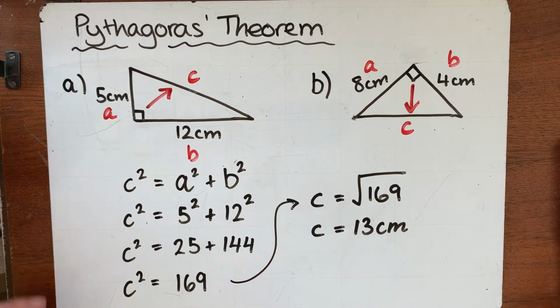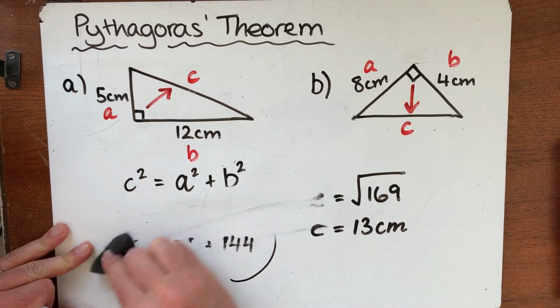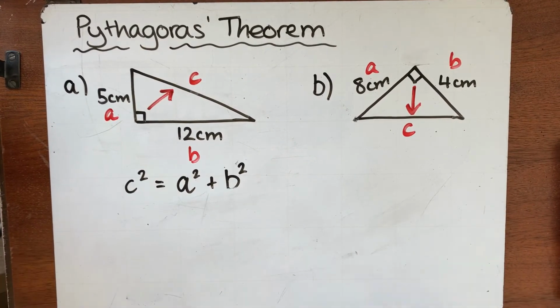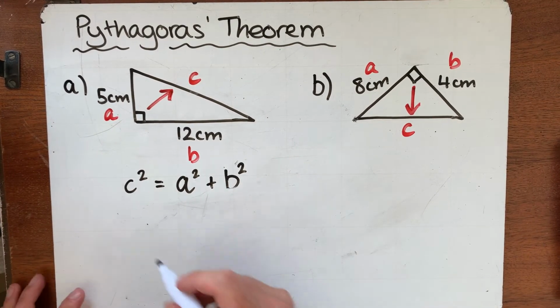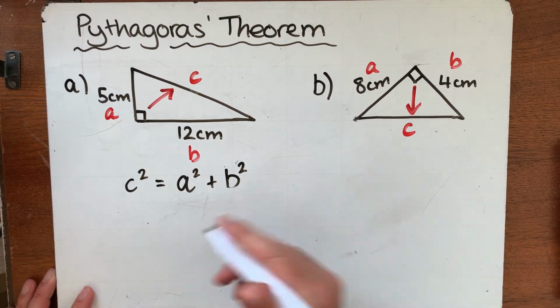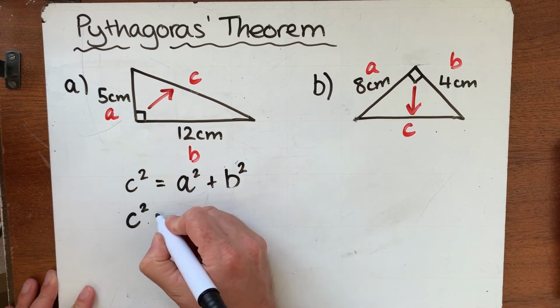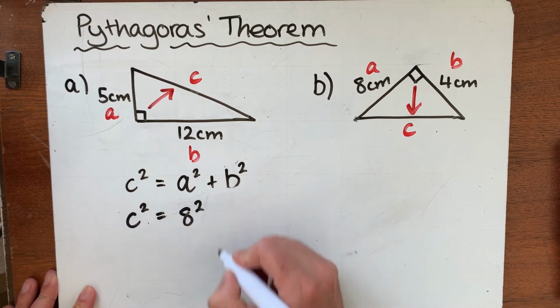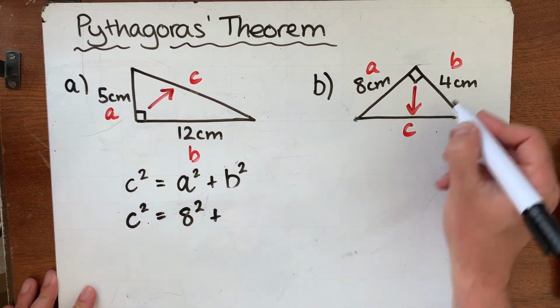Okay, let's look at question B. I'm just going to leave the formula there because we're going to use the same one for all the questions. Okay, and here we go again. So we've got c. It's the thing that we are looking for, the unknown, so it's still just c. A is 8, so we've got 8 squared, and we're adding that on to b, which in this case is 4 squared.